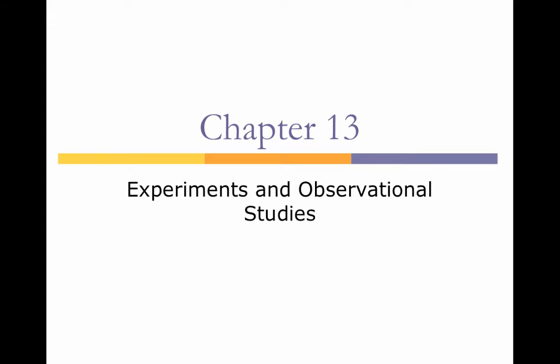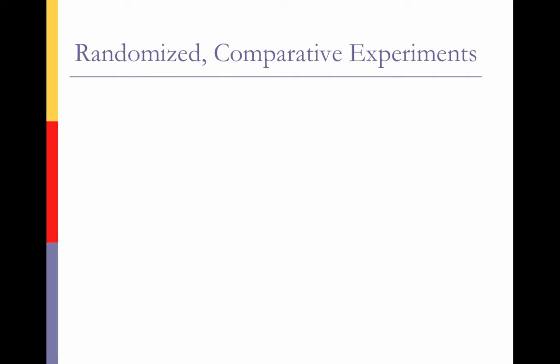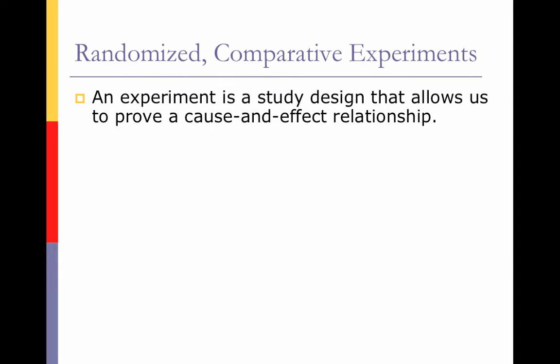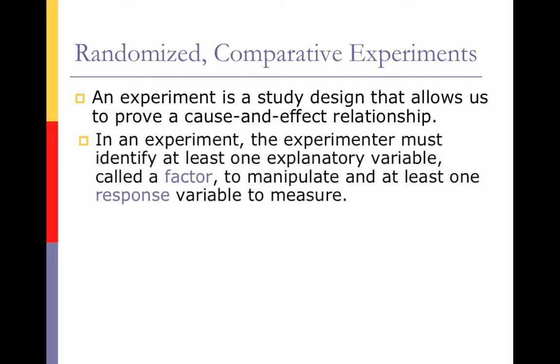We're starting Chapter 13, which is about experiments and observational studies. Randomized comparative experiments. An experiment is a study design that allows us to prove a cause and effect relationship. This is the only time in stats that you're going to hear me talk about cause and effect, and that's because the point of an experiment is to prove cause and effect, or disprove.